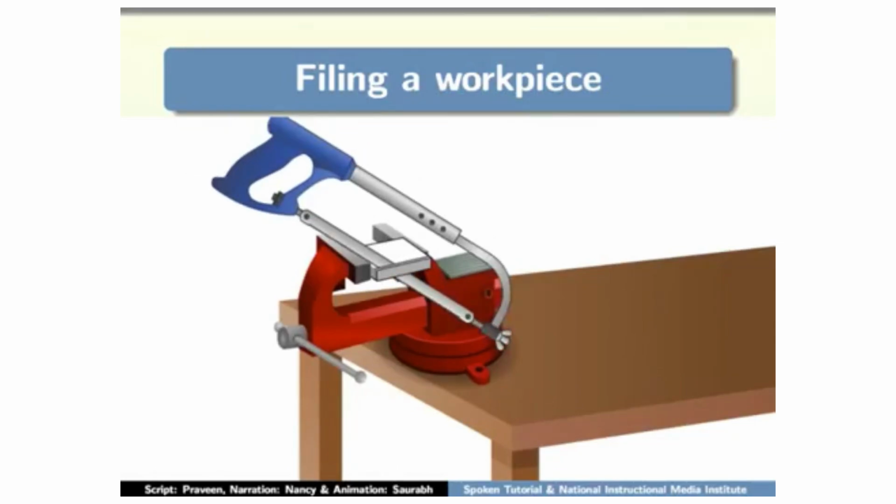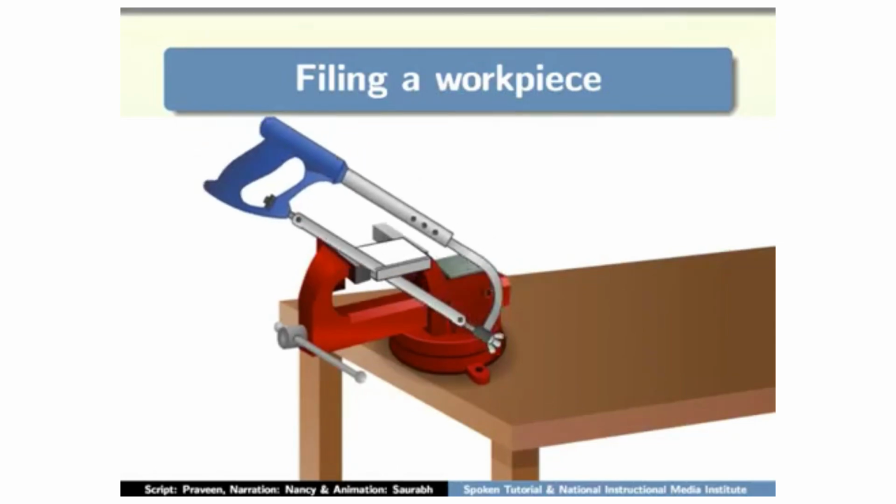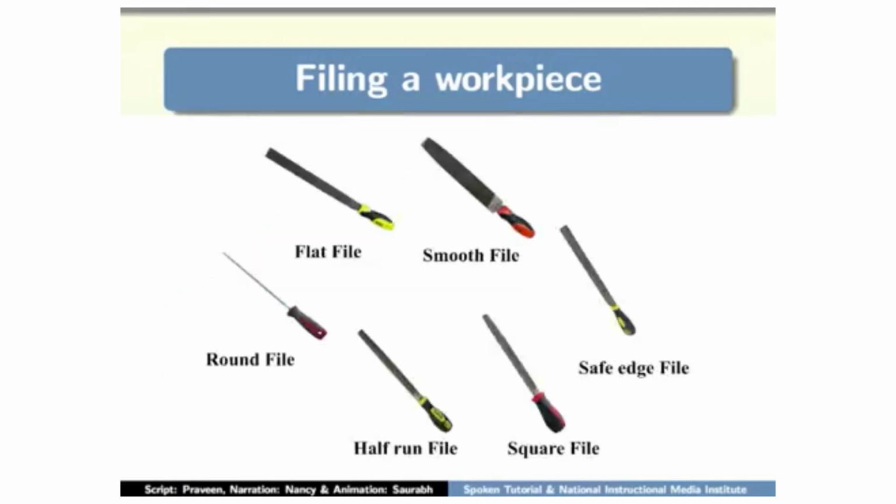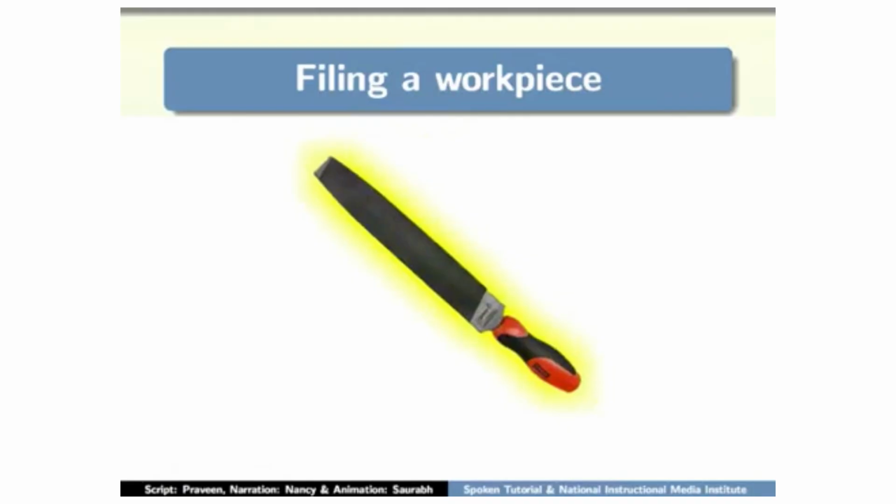Once the excess part is removed, measure the workpiece once again. Yes, the measurement is proper now. I have 5 by 3 inches. Now let's start filing. First, we have to select a suitable file. I need a smooth edge, so I will choose the smooth file.